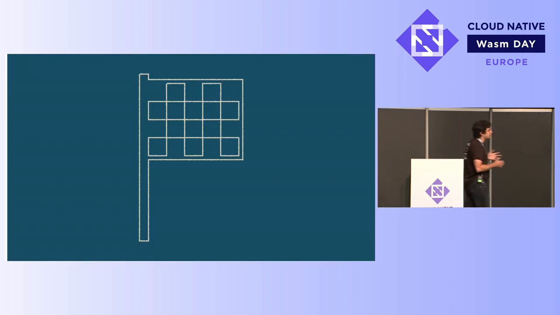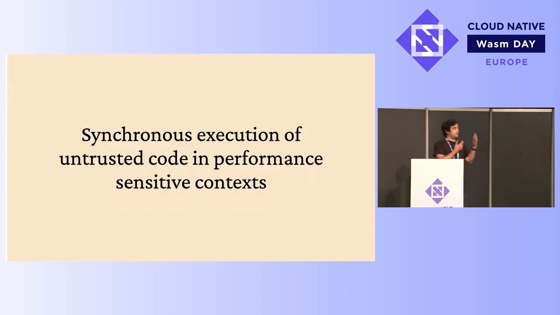Now, in order to understand why this talk even exists, it's important to give some context on how we use WebAssembly at Shopify. And the best definition for that is this slide. So we use WebAssembly for synchronous execution of untrusted code in performance-sensitive contexts. So there are a couple of things that we can extract from this definition. The first one is synchronous execution. We don't allow any side effects in our WebAssembly execution. So that means no HTTP, no async, nothing. That's just pure execution.